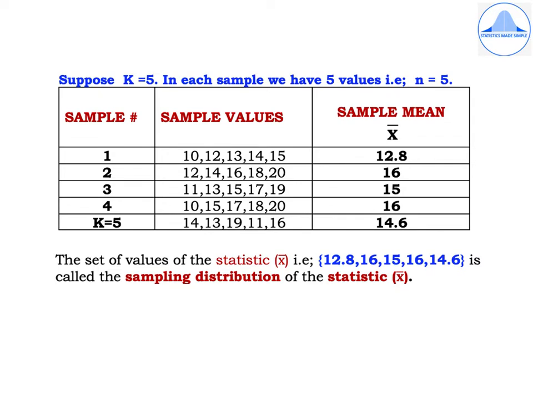So the set of values of the statistic, in this case x bar, that is 12.8, 16, 15, 16, 14.6, is called the sampling distribution of the statistic x bar. So this explanation is only for your understanding. It need not be learnt for the exam.